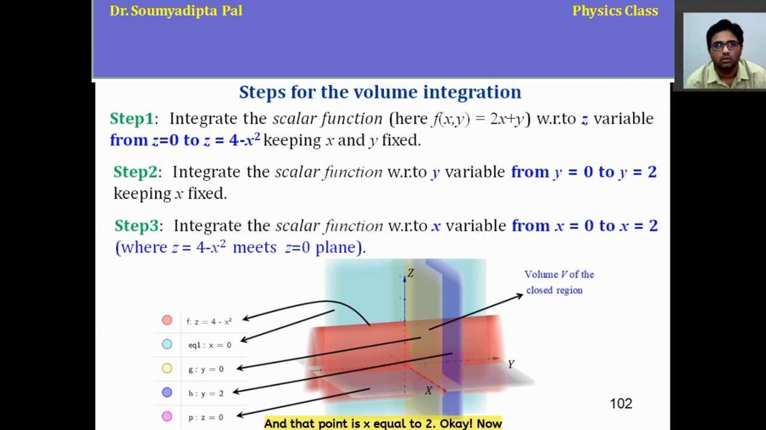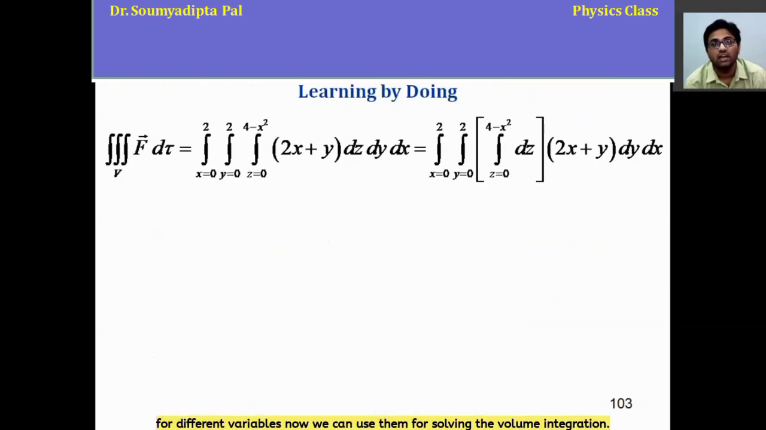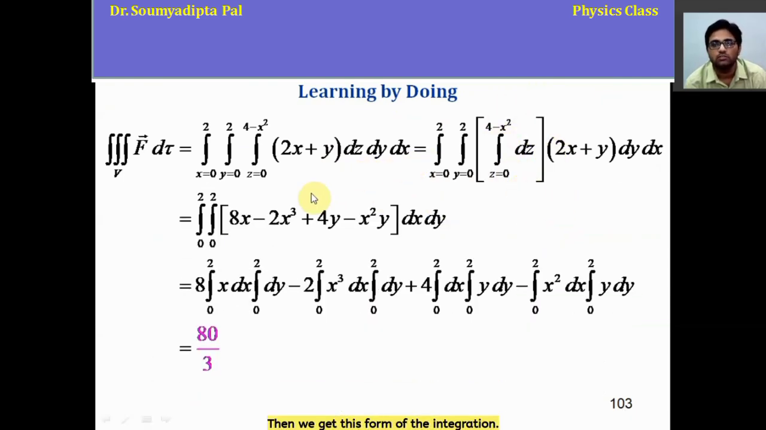Okay. Now, as we have all the limits for different variables, now we can use them for solving the volume integration. So first we will do the integration with respect to z variable. Then we get this form of the integration. And after that, the integration has to be done with respect to x and y separately, like this. And putting the limits, we get this value.